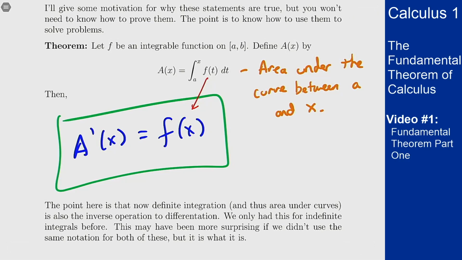We had indefinite integrals way before. That's how we defined them. They were the opposite of differentiation: the antiderivative got you the indefinite integral. But now we see here that if I take the definite integral and differentiate that function, that also gives me my function back at the start, so it's also an inverse operation to taking the derivative. It's even more surprising that we didn't use different notation for these two things, but, so be it.